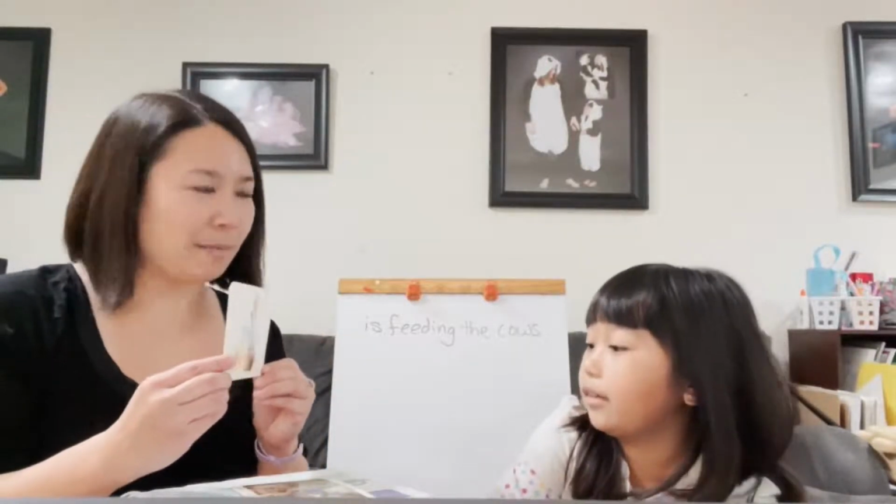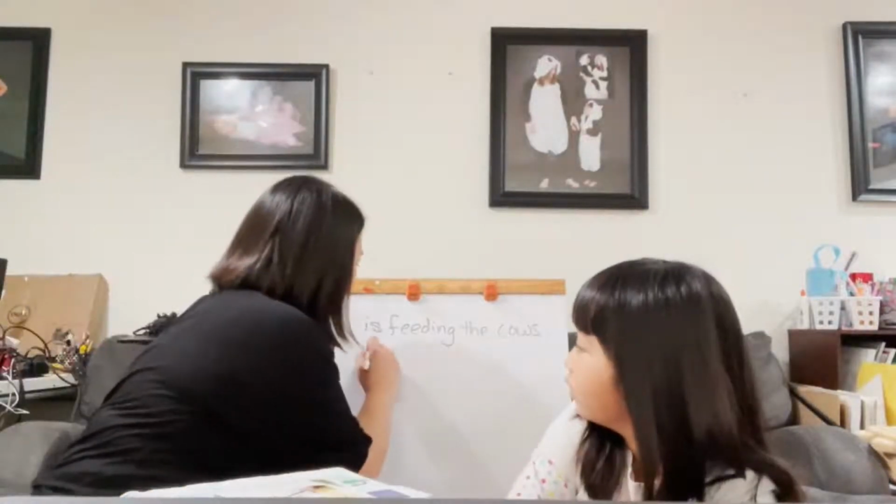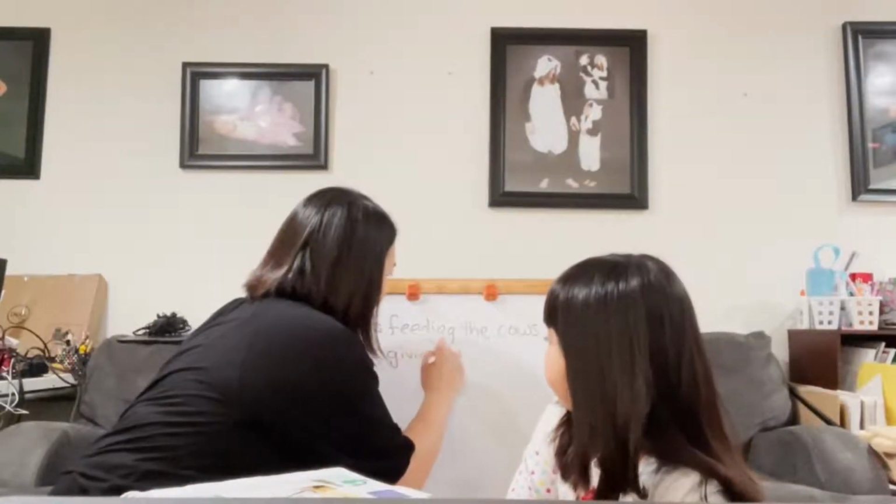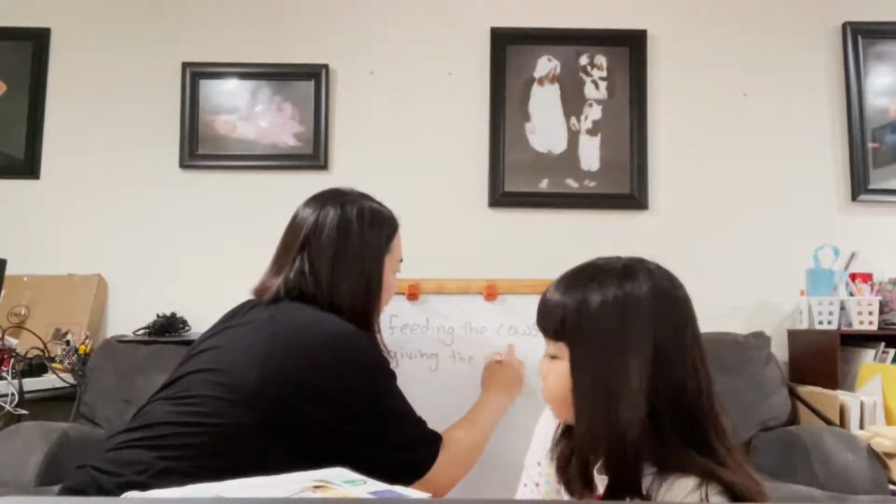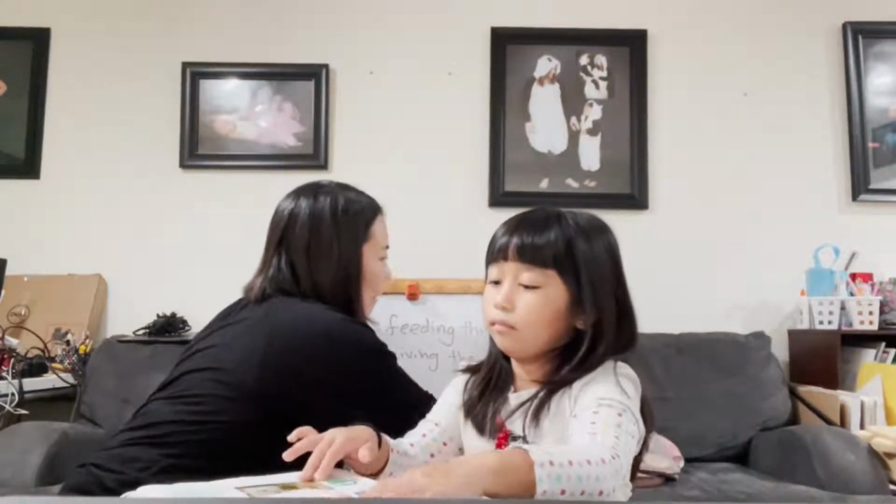We are going to then find another picture. What is this? It's a mail carrier. What is the mail carrier doing? He's giving the mail. Is giving the mail. And we'll put giving the mail out maybe. Okay? They kind of look the same.